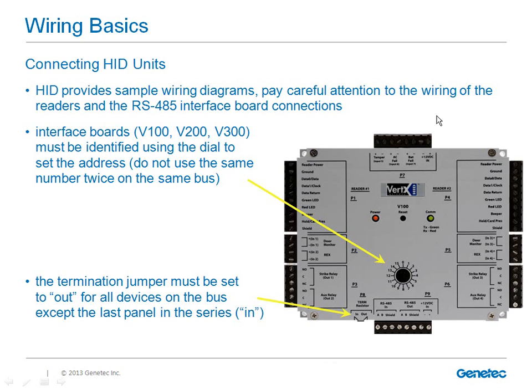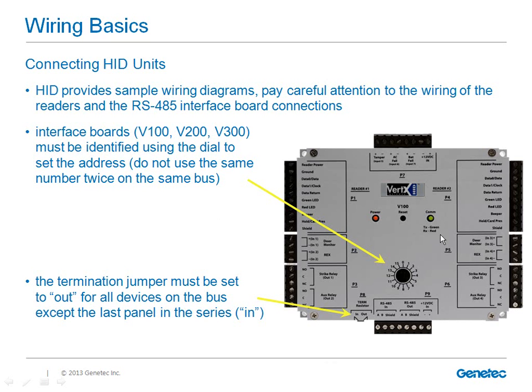Now one of the big things you want to pay attention to is the RS-485 wiring to your interface boards from a V1000. Now a little planning goes a long way in that case. If you have your interface boards correctly chained together, you won't be seeing any issues there.